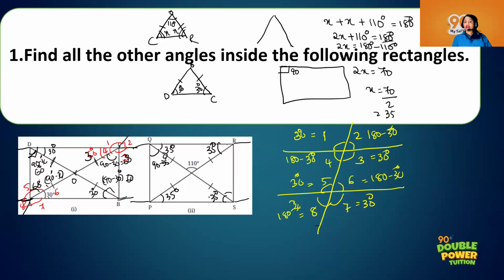Since it was divided into two, one angle is 35 degrees, then the other one will be 90 minus 35 degrees. See, that is equal to 55 degrees. This is also 55 degrees, this is also 55 degrees, this is also 55 degrees. Clear? This is how you have to find this question.